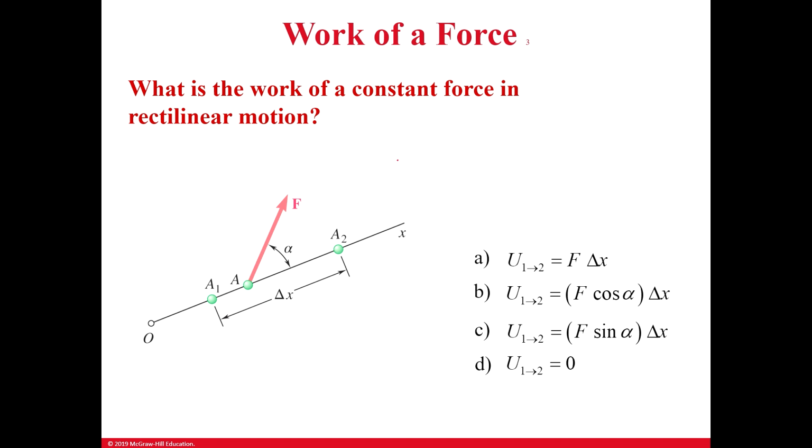So, as we said, the work of a force is F times cosine of the alpha times delta x. So this is in newtons and this is in meters. And this is the angle.